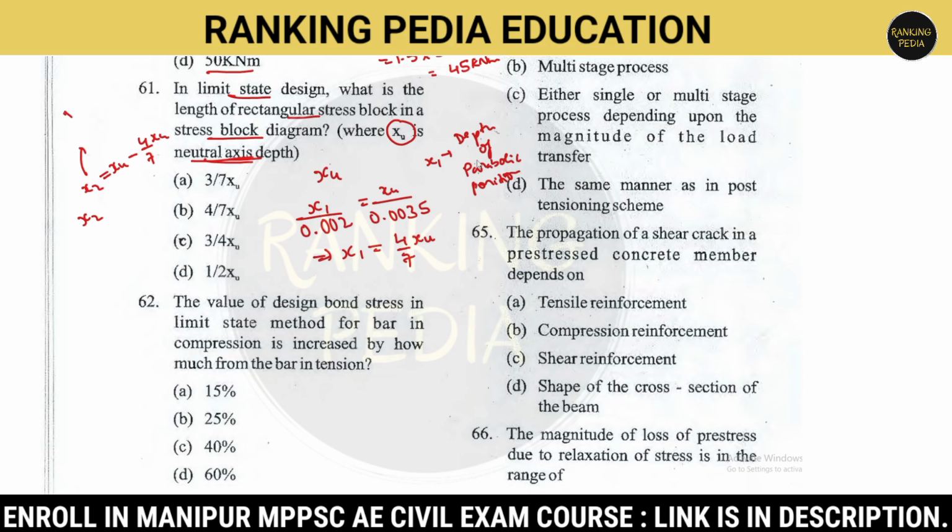So x2 is the depth of the rectangular portion. If you solve this, x2 = Xu minus 4/7 of Xu, and you get the answer 3/7 of Xu. So which option is correct? Option A is correct, that is 3/7 of Xu. Next question is question number 62.